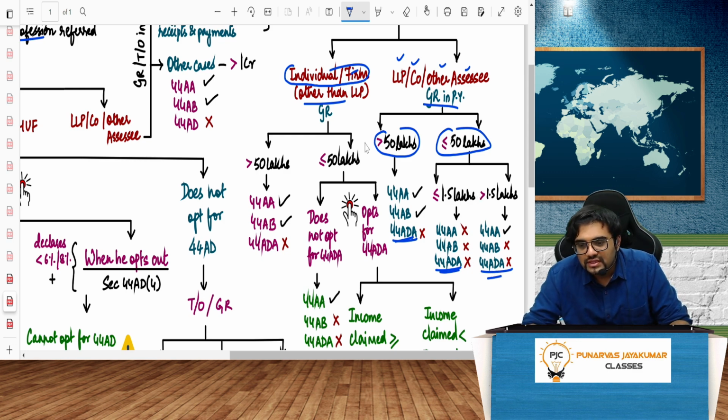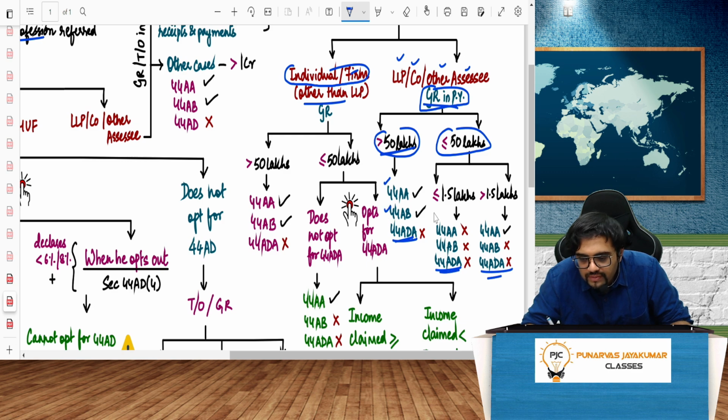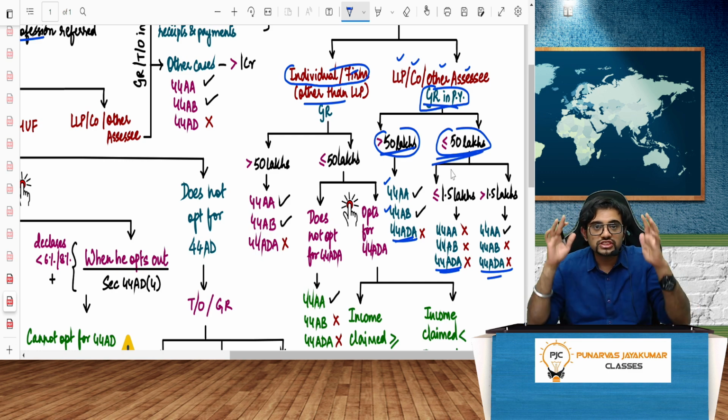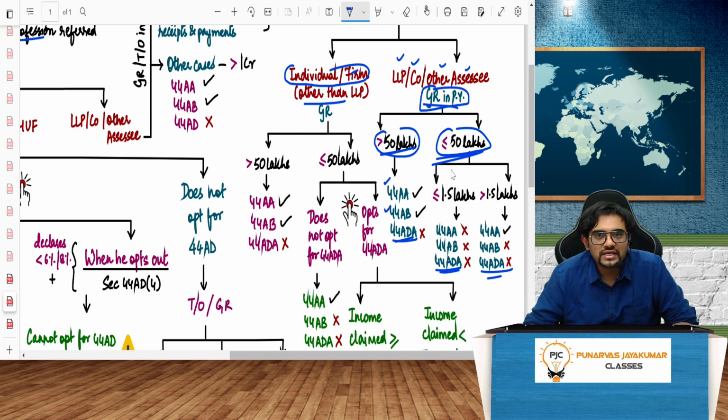However, if the gross receipts are more than 50 lakh, then, my dear friends, 44AA will also come, 44AB will also come, because if it is more than 50 lakhs, both will apply. But the interesting thing is, what if it doesn't exceed 50 lakh? What if it is less than or equal to 50 lakh? Then in the question I need to see whether they have given anything. What is that if they have given anything? If they have said that the amount, that is the income that they have generated, right?